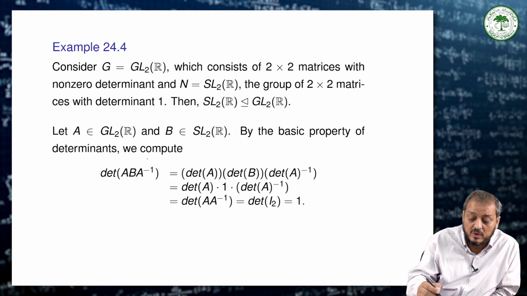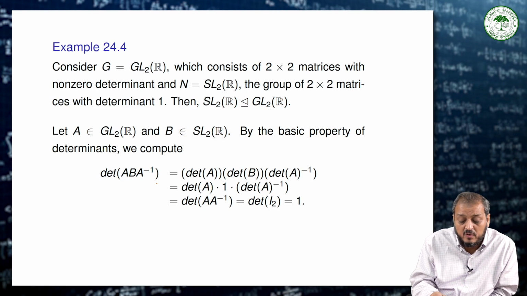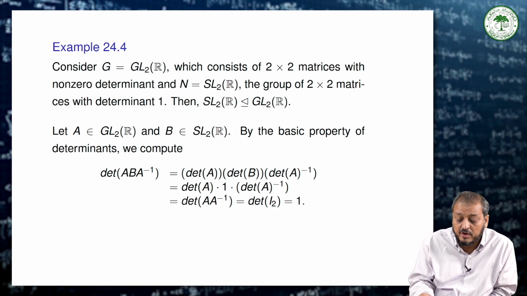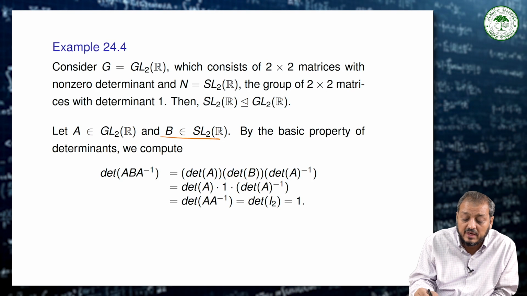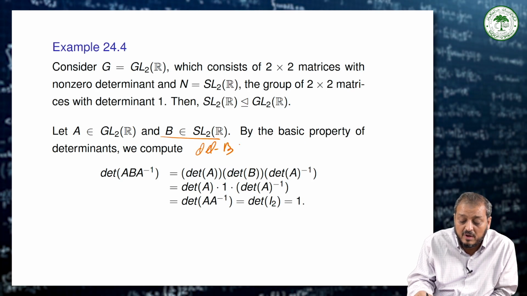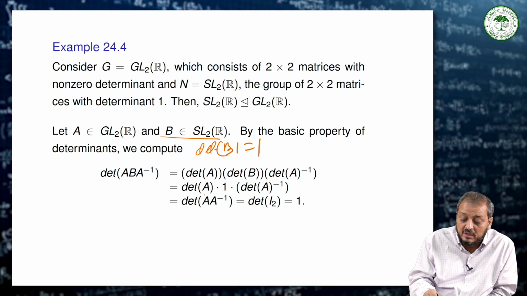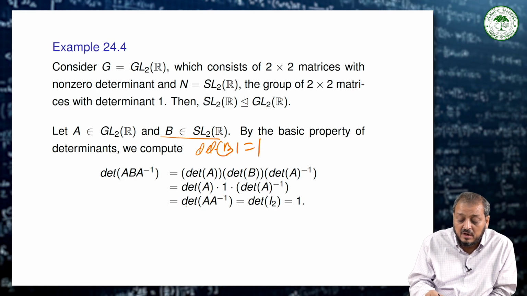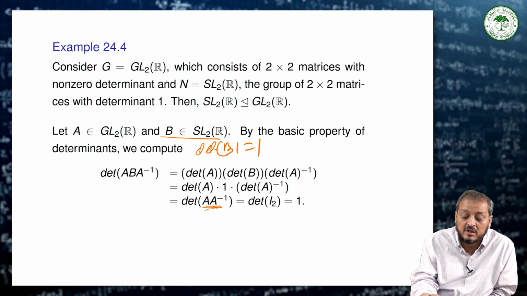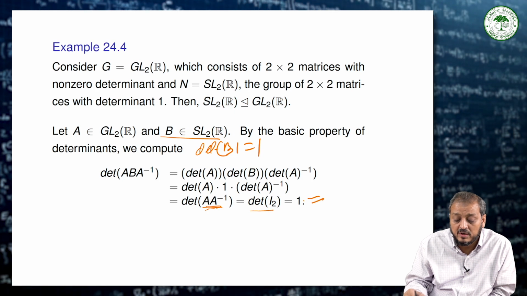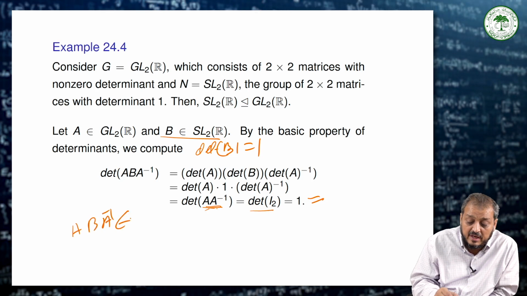So we have determinant of A B A inverse, which can be written as determinant of A times determinant of B times determinant of A inverse, because B belongs to SL2. So determinant of B is clearly equal to 1, and then determinant of A times determinant of A inverse, by the property of the determinant, is determinant of A A inverse, which is determinant of I2. Determinant of I2 is always 1. So this means A B A inverse is an element of N.